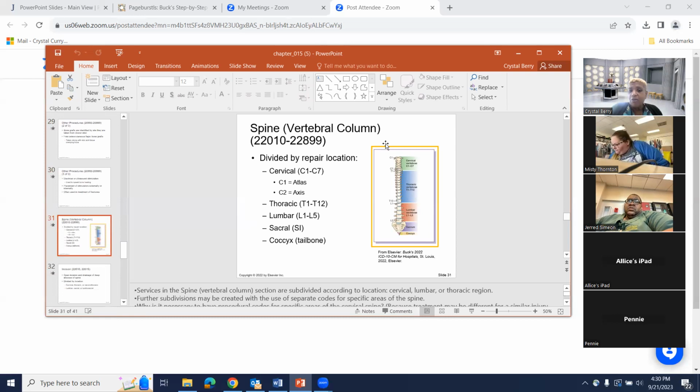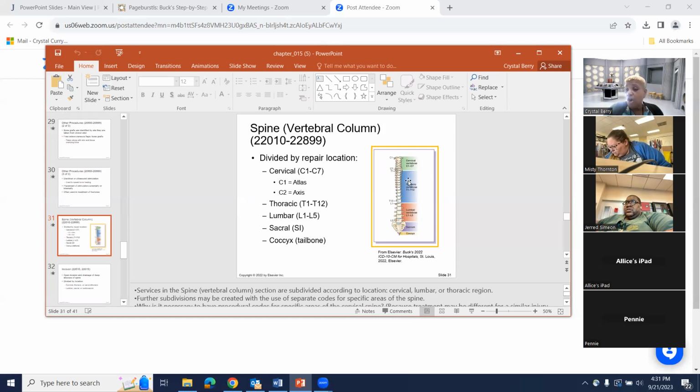Spine, vertebral column, they're just telling you it's divided by repair location. So it's a cervical, C1 through C7, C1 atlas, C2 axis. The doctor has all of this in the medical chart. You'll just have to know if it's a C1 atlas, C2, what it is to be able to code. The thoracic is T1 through T12.